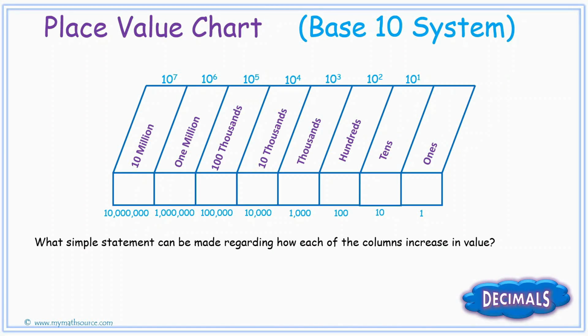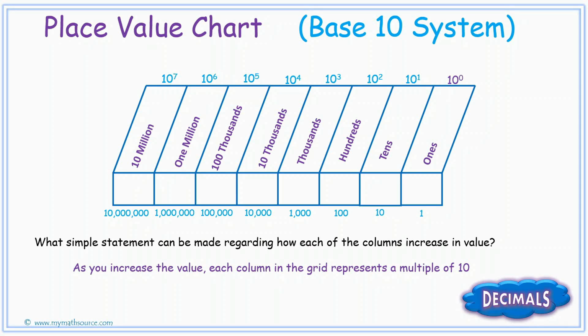So how would we write number 1 in terms of a base 10? If we look at the patterns that we had before, each power directly associated with the amount of zeros after the 1. If the number 1 has no zeros, can you guess how we can write it as a base 10? If you said base 10 to the power of 0, you are correct. Now, what simple statement can we make regarding how each of the columns increase in value? As you see down below, as you increase the value, each column in the grid represents a multiple of 10.